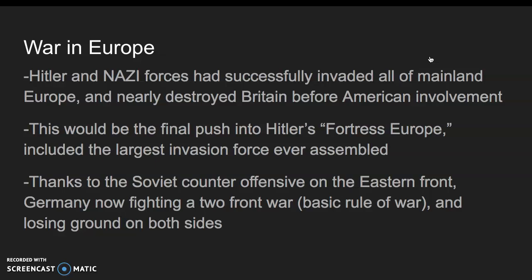Hitler and the Nazi forces had successfully invaded all of mainland Europe and nearly destroyed Britain before American involvement. This would be the final push into Hitler's quote-unquote Fortress Europe, including the largest amphibious invasion force ever assembled. And thanks to the Soviet counteroffensive on the Eastern Front, Germany is now fighting a two-front war, a basic rule of war. Remember all the way back with World War I, the Schlieffen Plan that was developed by Germany to try and avoid fighting a two-front war. And Germans now are rapidly losing ground on both sides.